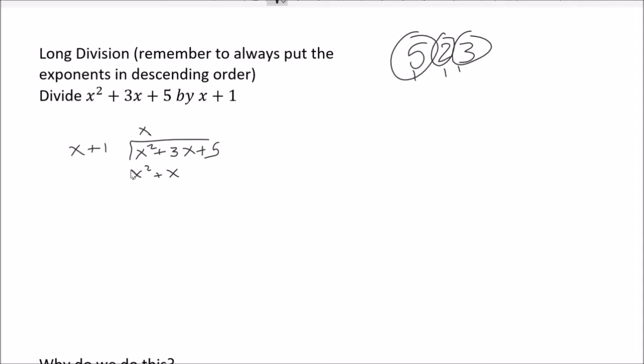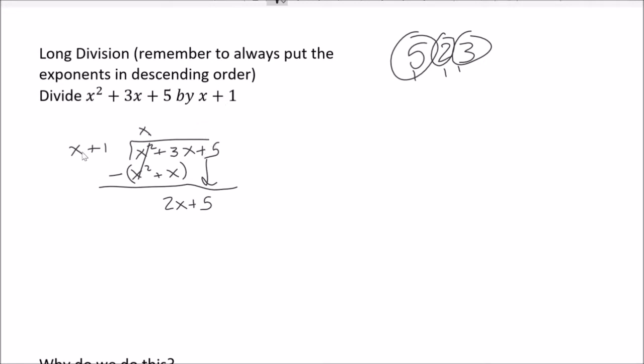And you may recall from elementary school that we then always do subtraction right here. So let's do that. X squared minus itself, goodbye. 3x minus x is 2x, and then we bring the 5 down. Okay, now that's the process. And so what we're going to do is we're just going to rinse and repeat that until we can't anymore, the same way we did back in about 4th grade.